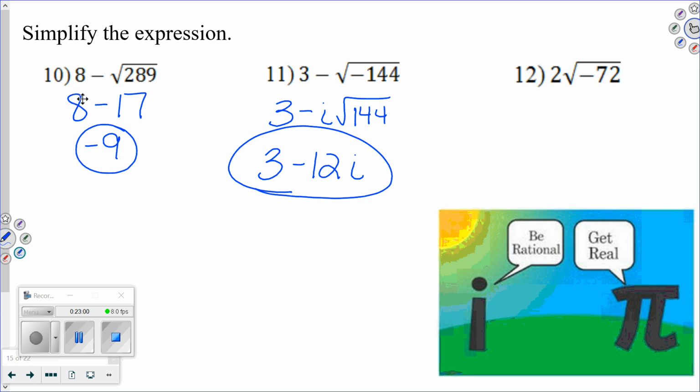Imaginary or not? It is imaginary. So 2, pull out the I.